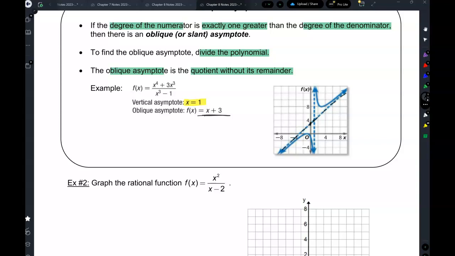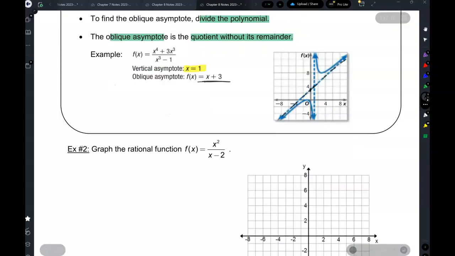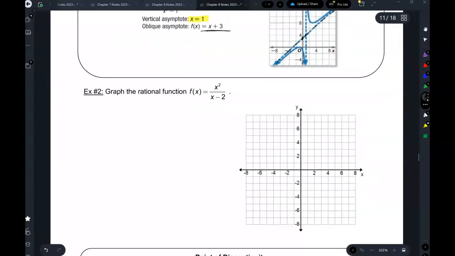Isn't that super cool? Isn't it super cool that the function has its own rules and laws to follow, and it's regulated by them? It's amazing.